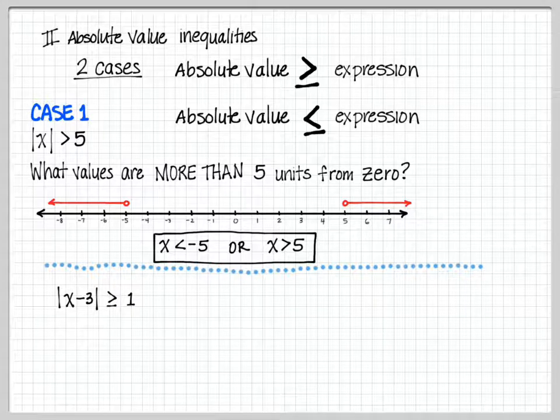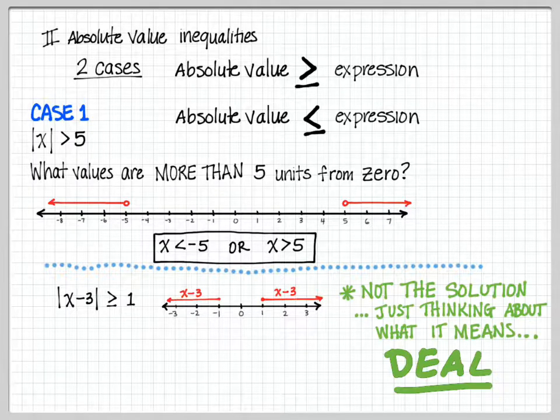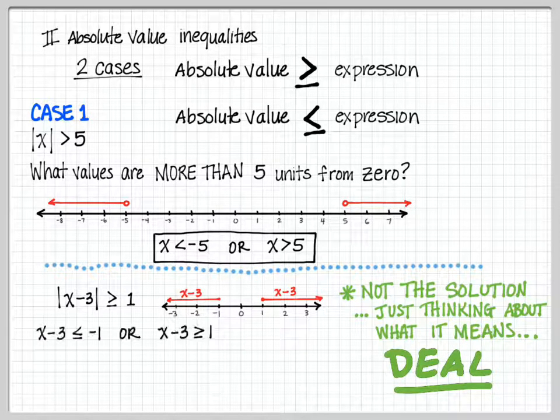Here's the next one. The absolute value of x minus 3 is more than or exactly 1 unit from 0. So we draw this graph, and this is not the solution to the inequality. This is just thinking about what it means. This is the D, the define the problem. I'm defining that this is what that inequality statement is saying. So once I've defined the problem, I can write my two possibilities.